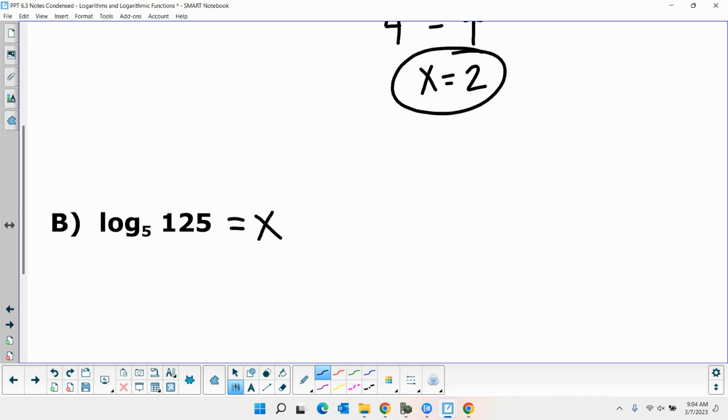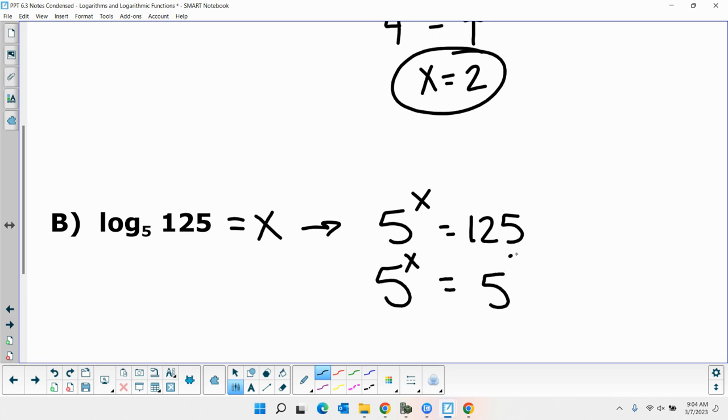So then we rewrite it. What's the base? Thank you. What's the exponent? Equals 125. Well, 125 is 5 times 5 times 5. So what's my answer? 3.